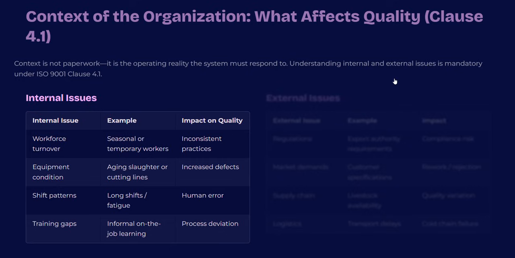Another internal issue, shift patterns. Example, long shifts or fatigue. It affects quality because it introduces human error. We have training gaps, an internal issue. Example for that is informal on-the-job learning. It affects quality because it introduces process deviation.